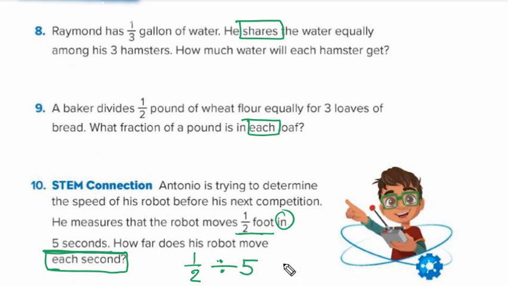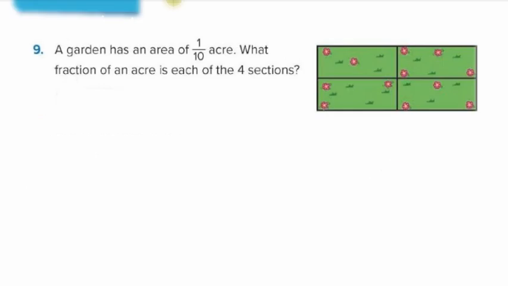So how will you solve this again? 1 over 2 times 1 over 5 equals 1 over 10. So if you get 1 over 10 as your answer, you get plus 5 marks. If not, then check your steps, how many steps you did right.